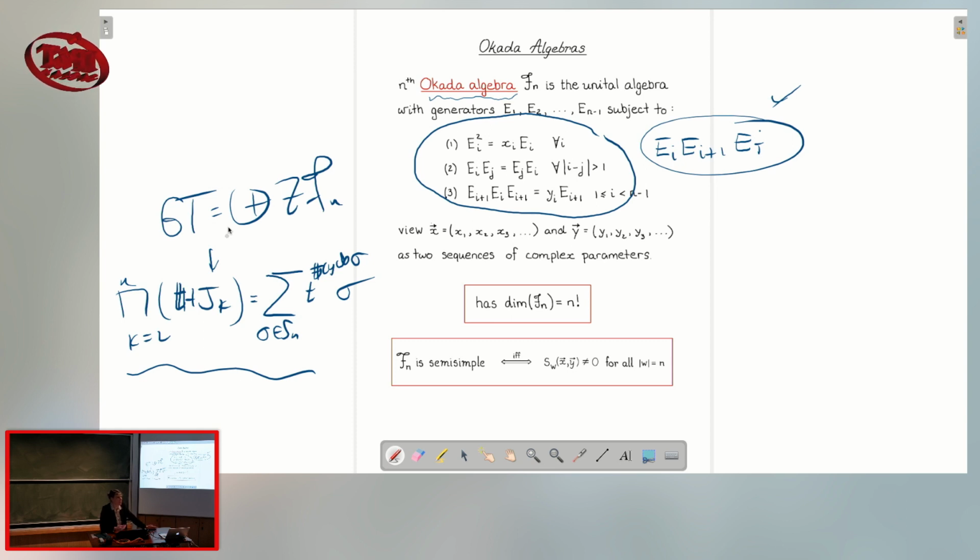Otherwise, you have many choices of generators. And in fact, there is some analog of this identity. It doesn't precisely pin down these J_k, but there is a supply of Jucys-Murphy elements that obey a kind of relation like this for the Okada algebra. So this algebra holds a lot of interesting problems.